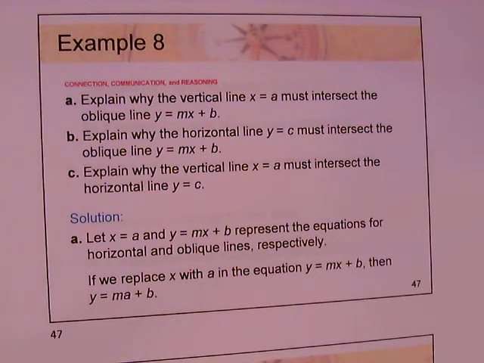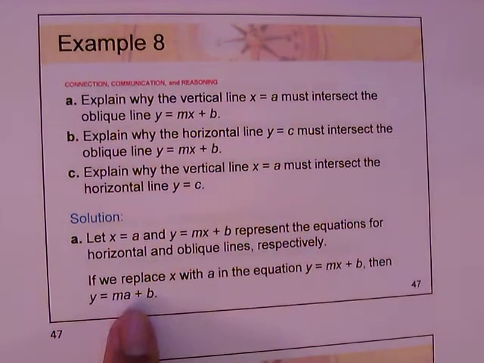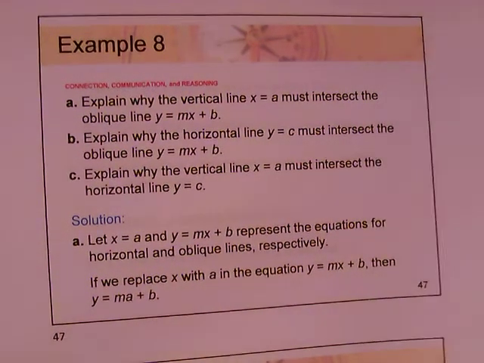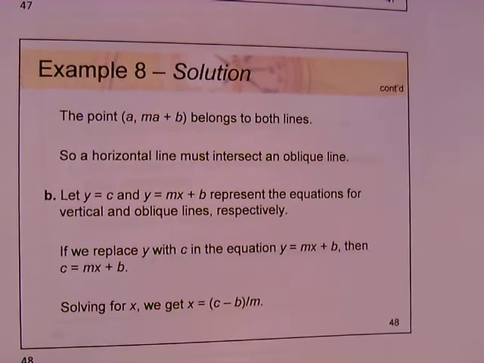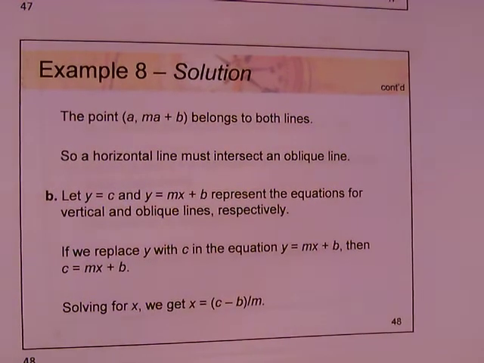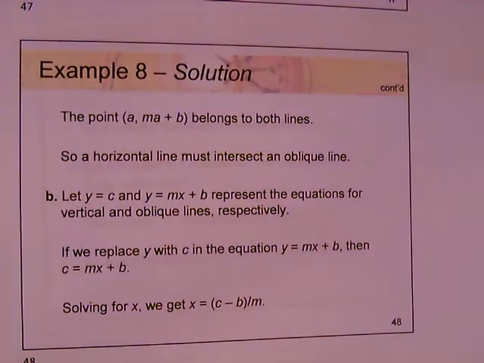X equals a is what we're going to have here, and y equals mx plus b represents the equations for the vertical and oblique lines, respectively. If we replace the x with the a in the equation y equals mx plus b, then y is equal to m times a plus b. So this x is being substituted with the a. Then the point (a, ma plus b) belongs to both lines. So that means the vertical line must intersect the oblique line.